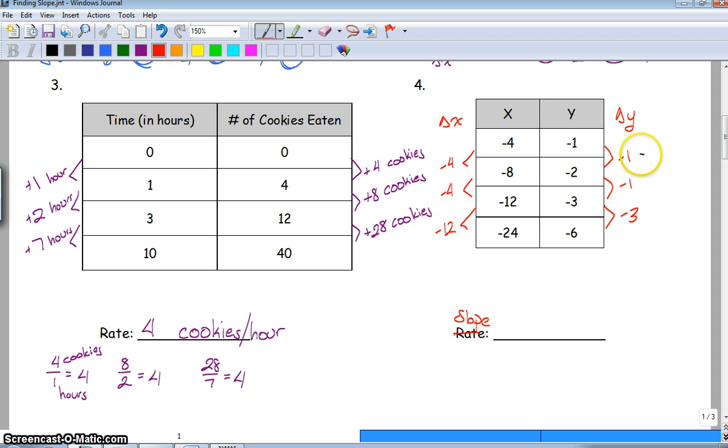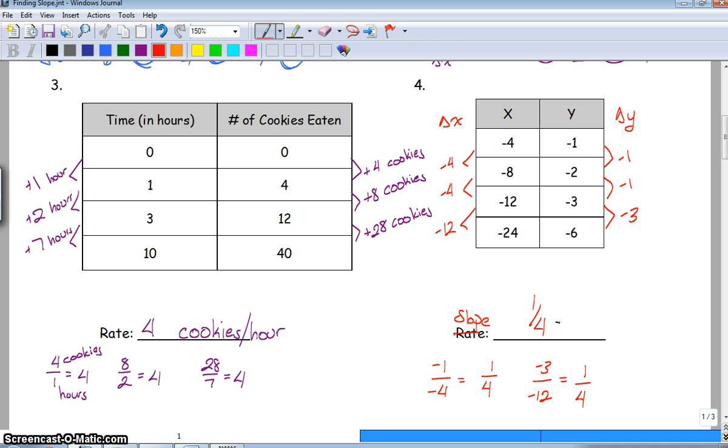So go straight across. Change in y divided by change in x. -1 divided by -4 is +1/4. -1 divided by -4 again is +1/4. -3 divided by -12. Negative divided by negative gives you a positive number. 3 divided by 12 reduces to 1/4. So in this case, your slope is going to be 1/4.